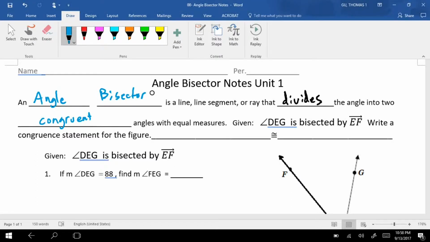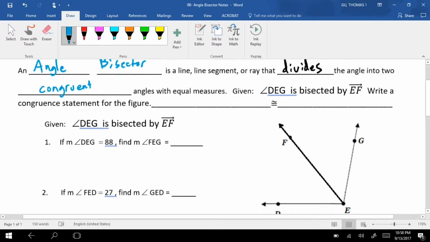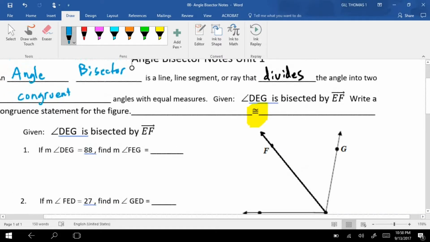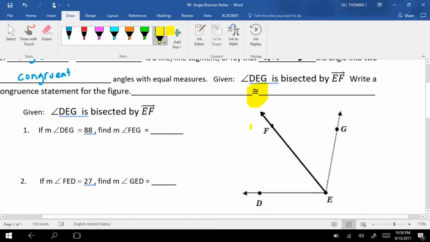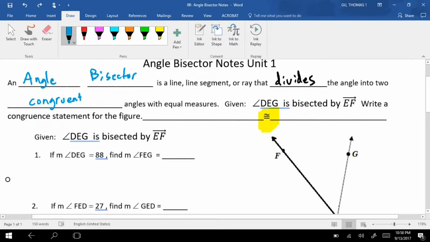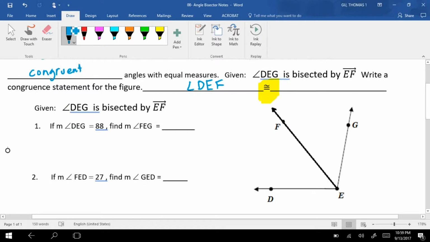Okay, next. Given angle DEG, this little sign means angle DEG is bisected by ray EF. Write a congruence statement for the figure. As you can see, we're using the little congruent symbol right here, and they want you to write something for this figure. So since ray EF cuts it in half because it says it bisects it, then we can write angle DEF is congruent to angle GEF.